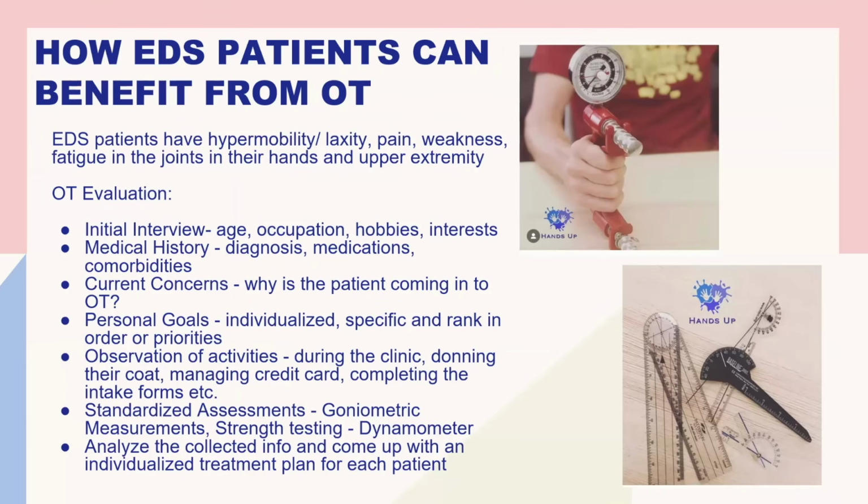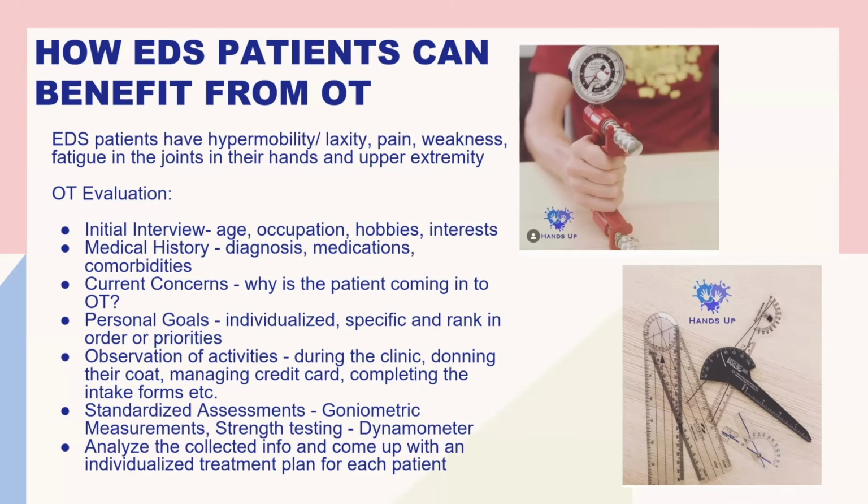So how can EDS patients benefit from OT? So when a patient comes into the clinic, we conduct an initial interview and we gather all the information, including the patient's age, their occupation, their hobbies, and their interests. We also get their medical history, their diagnoses, the medications that they're taking, and their comorbidities. We ask the patient what their current concerns are. Why are they coming to OT?